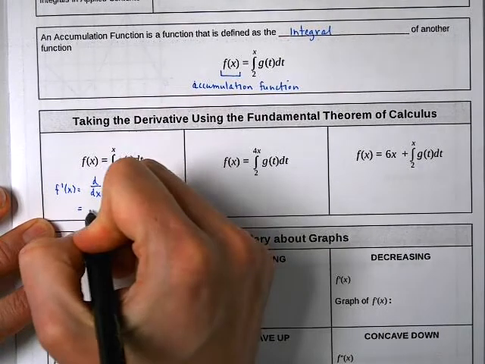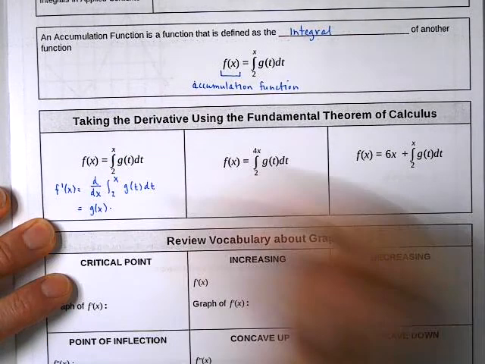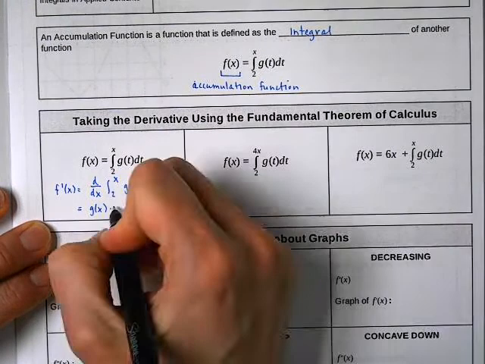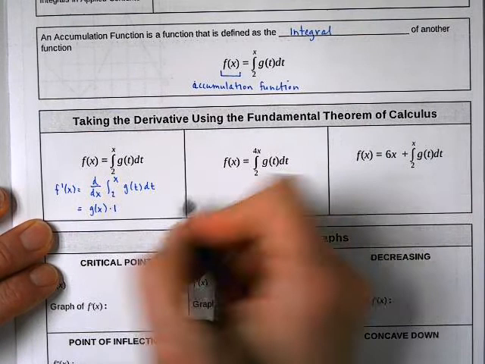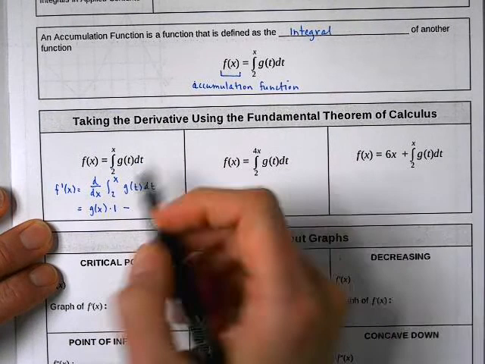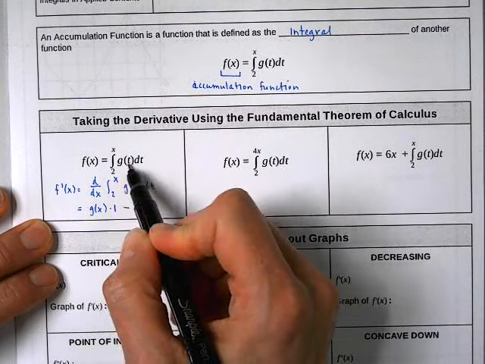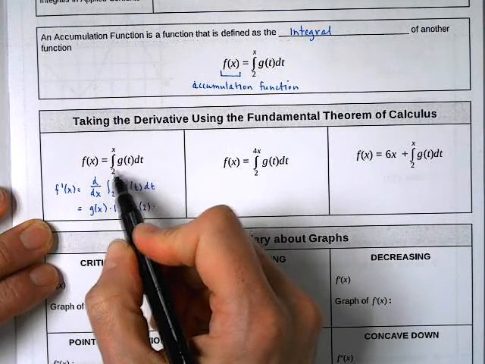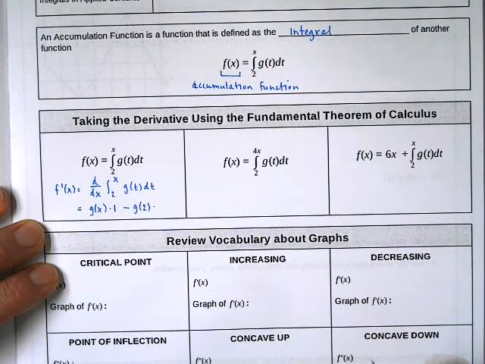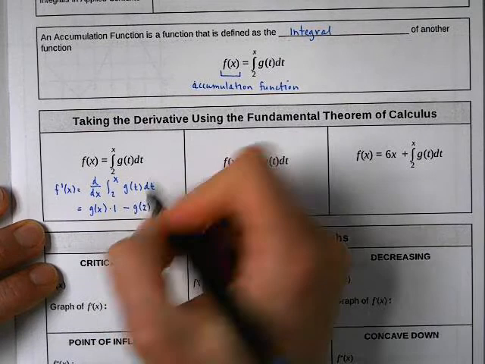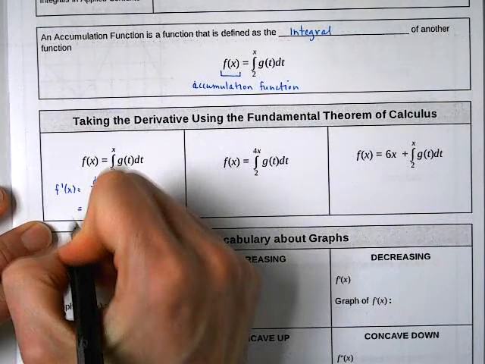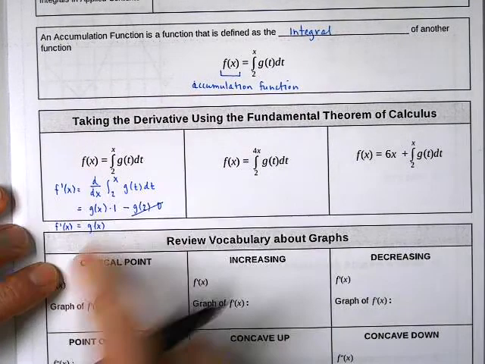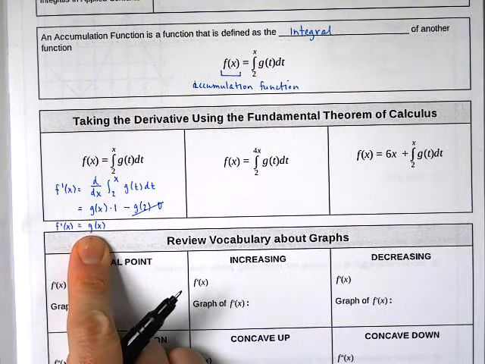So instead of g of t, we're going to have g of x. And then the fundamental theorem said, multiply by the derivative of that bound. So the derivative of x is just 1. Then what we did was we said we're going to subtract out. Now we're going to take our lower bound and plug it in for the variable. So I have g of 2, but now I also have to multiply by the derivative of that bound, but the derivative of 2 is just 0. So what happens is this whole term is 0, and we're left with g of x. So the derivative of that accumulation function is just equal to g of x.